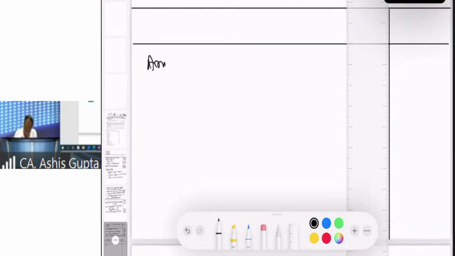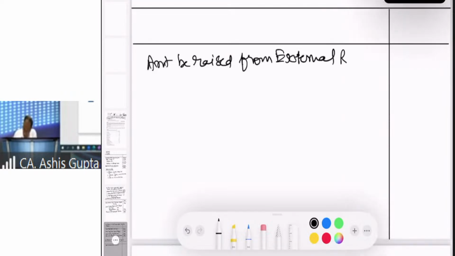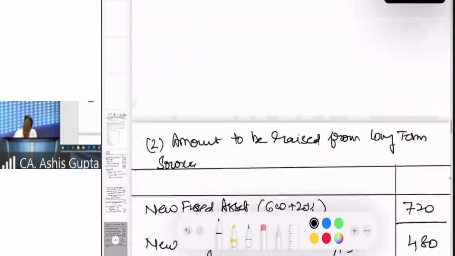Amount to be raised from external resources means EFR, 225 points as we have computed here.